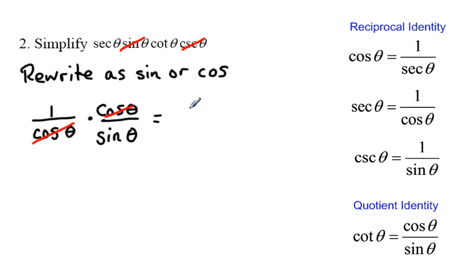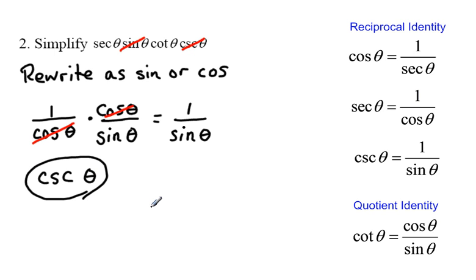What we'll be left with is 1 over sine theta, and we can't leave our expression as a reciprocal. Therefore, in order to simplify it, we'll use a reciprocal identity once again. We know that 1 over sine theta equals cosecant theta, and that will be our final answer.